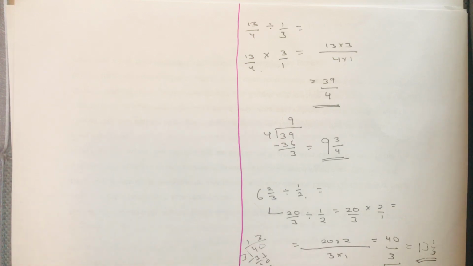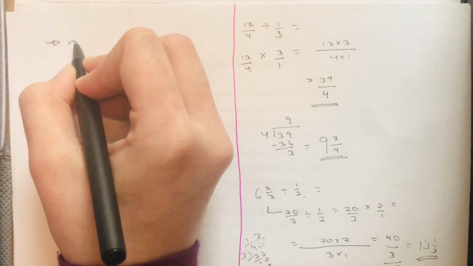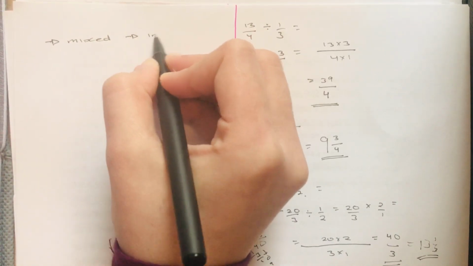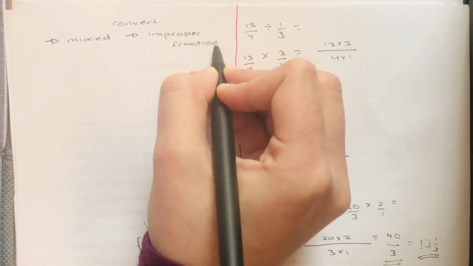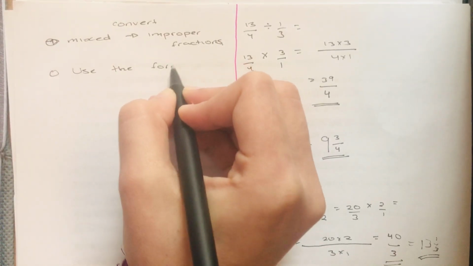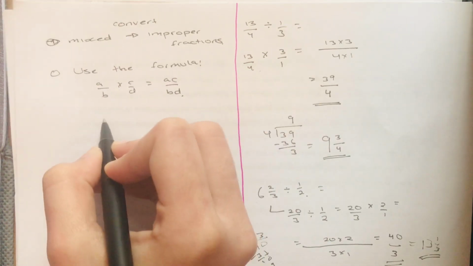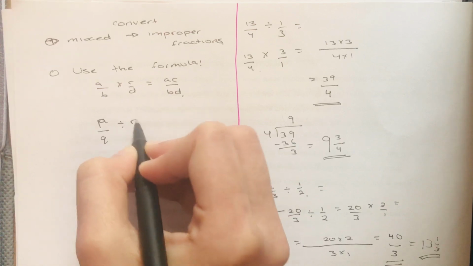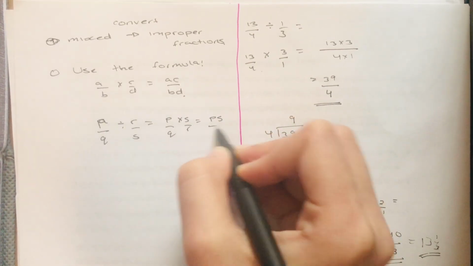Okay, let me just repeat all the steps for you so you can be sure when you go through. It's like a checklist. I like providing you with it so you don't miss out points for tiny mistakes. So the first thing you need to do is change all mixed fractions into improper fractions. Second step is use the formula. What I mean by formula, I mean A over B times C over D is equal to AC over BD, and P over Q divided by R over S is equal to P over Q times S over R, that is equal to PS over QR.